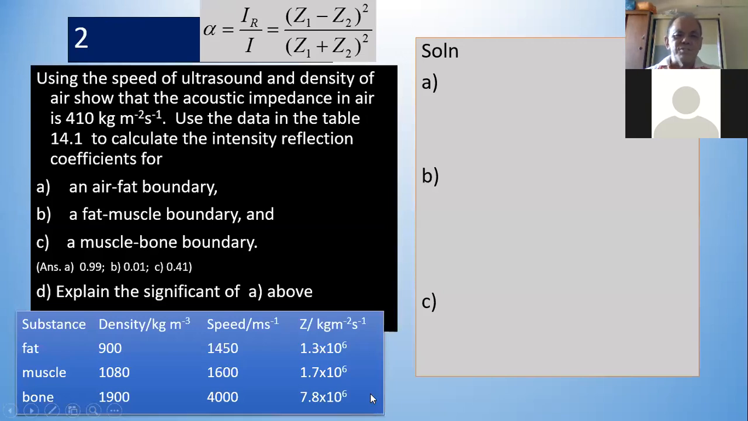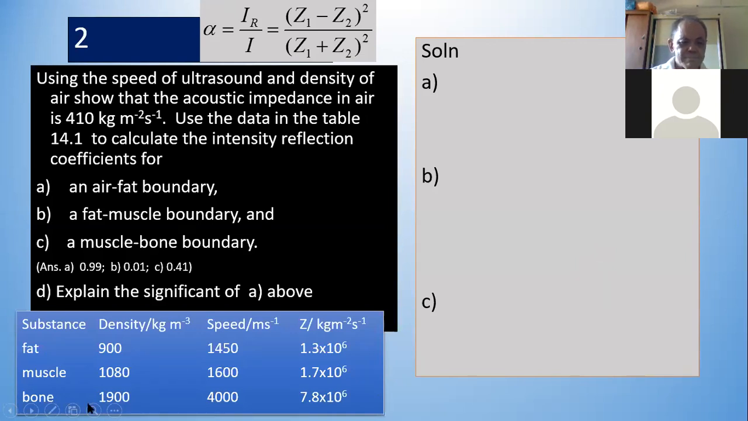Using the speed of ultrasound, usually they will give you this formula. They won't give you this one. You are supposed to know how to interpret that. Using the speed of ultrasound and the density of air, the acoustic impedance in air is 410. Use the data in the table. There's the table. Calculate the intensity reflection coefficient for air-fat boundary.